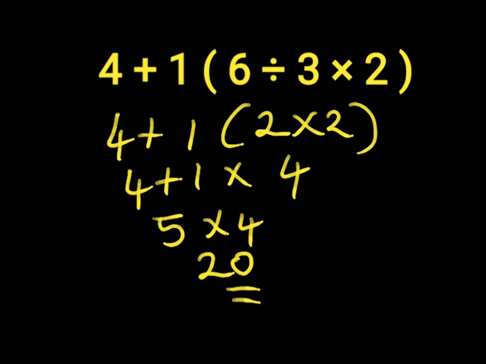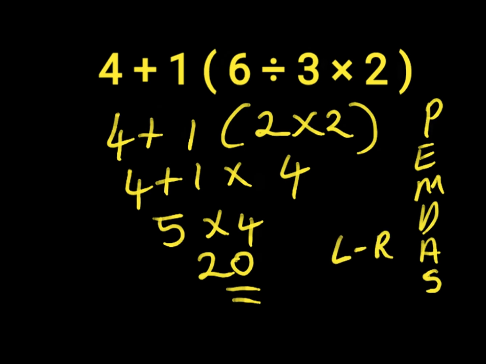And what if I say this answer is incorrect? Because we did not follow the order of operation, which is PEMDAS. In PEMDAS, we have the parentheses, exponent, multiplication, division, addition, and subtraction. Multiplication and division have equal priorities, such as addition and subtraction, moving from our left to our right.